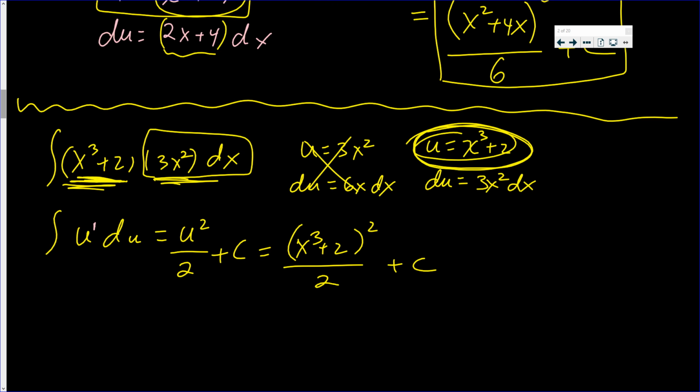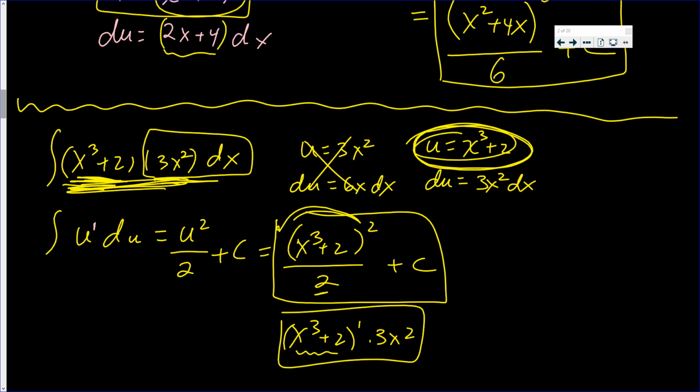Now, if you were to take the derivative of this, you will get this back. If you don't believe it, let's see. So we have x cubed plus 2. You bring down the 2, it's going to cancel with that 2, and the power is going to become 1 less. Then you take the derivative of what's inside. But that's exactly what we have. There's no difference at all.